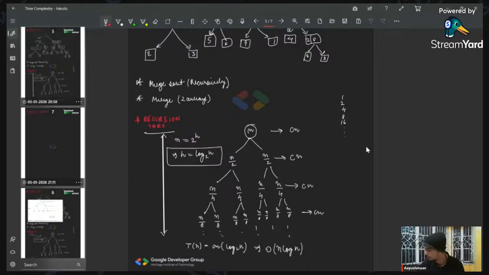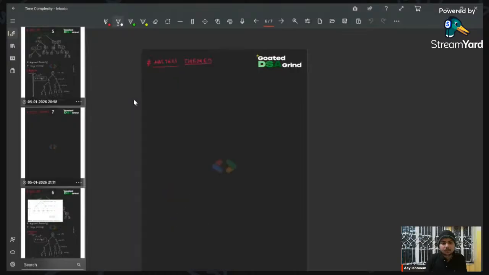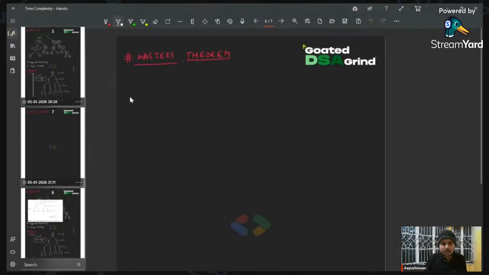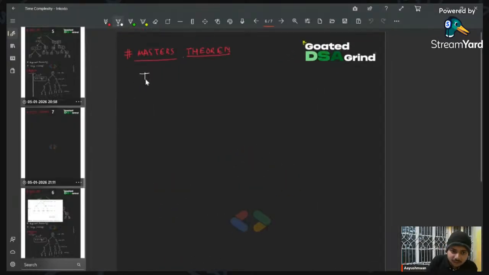Next we'll be moving on to the Master's theorem. Okay. See, one thing you notice. There is a format when we consider Master's theorem, that we write it in T(n) is equals to a times T of n by b plus some function f(n). Okay.